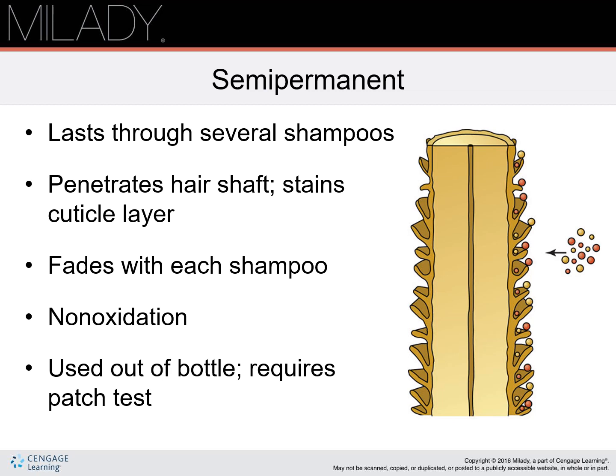Okay, so let's move into semi-permanent color. Semi-permanent is no lift, so you cannot get any lift. It's only depositing, which means you can use this if you're going darker or the same level. It is a non-oxidation hair color that is not mixed with peroxide.